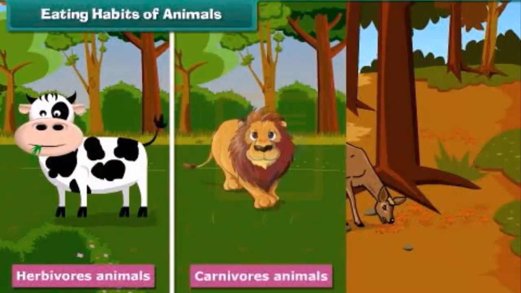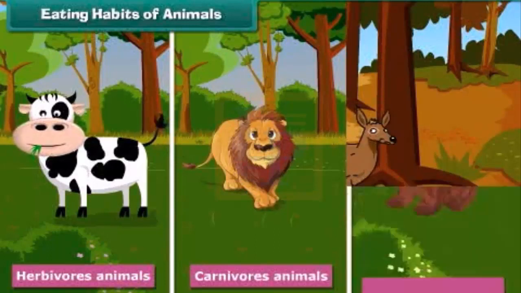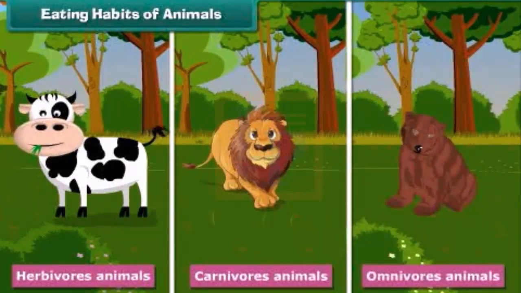Carnivorous. Carnivores eat flesh with their sharp, pointed, and strong teeth. Lion and tiger are the examples of carnivorous. Omnivorous. Omnivorous eat both plants and flesh. Bear and crow are the examples of omnivorous.